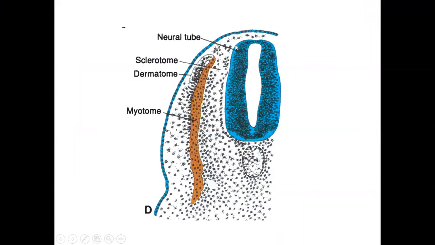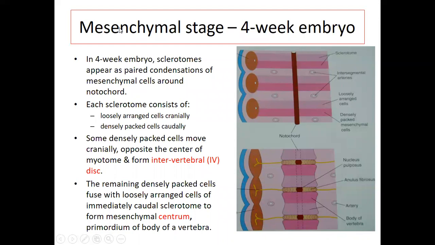Okay, just to show you the same picture, the neural tube, and the extension of the sclerotome, where it can be found around the notochord and also surrounding the neural tube. Okay, now we're going to focus on this stage, the mesenchymal stage that happens at the 4th week of embryo.